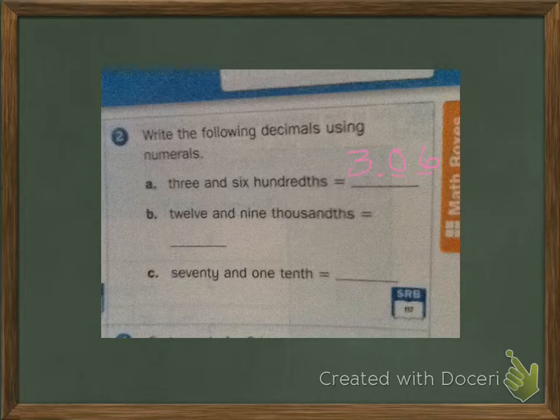12 and 9 thousandths. So since it's 12 and, we write 12 and our decimal point, and then we need our thousandths place. So tenths, hundredths, thousandths, and we have 9 thousandths. We have to fill in with zeros. 70 and 1/10. So again, 70 and this is our tenths place, and we have one of them.